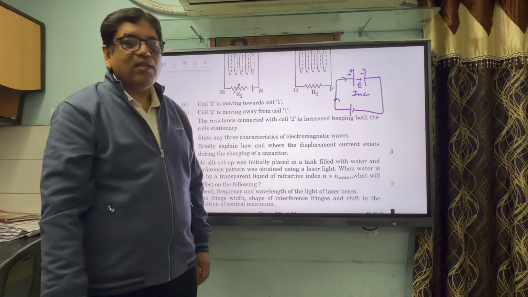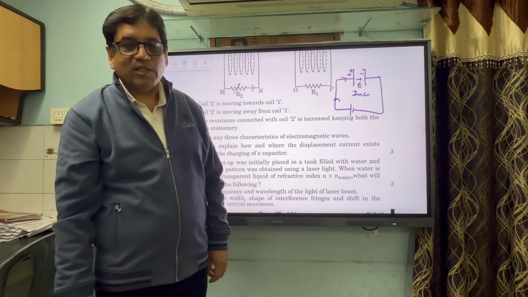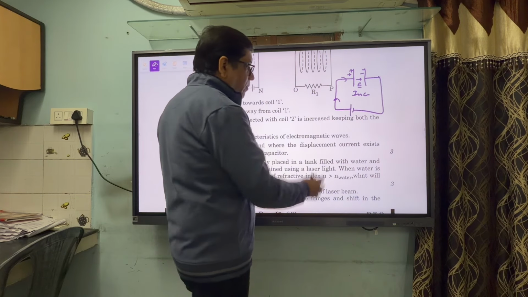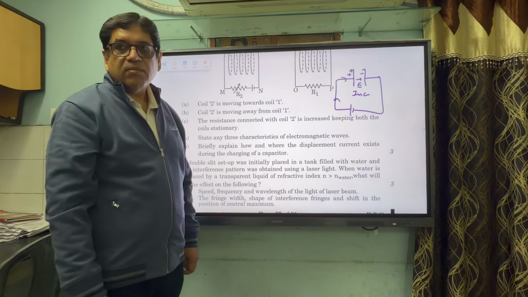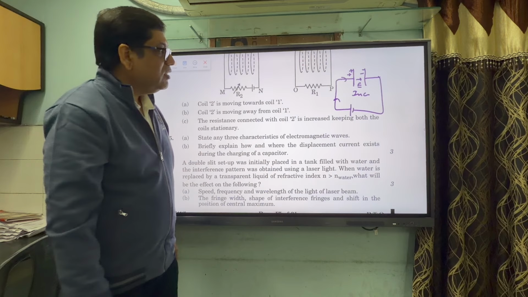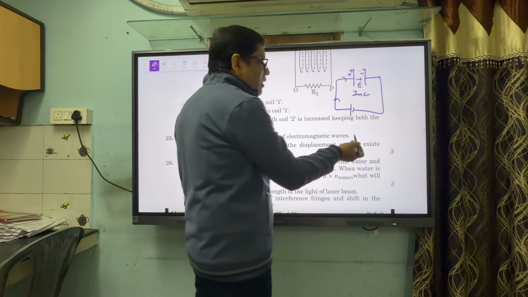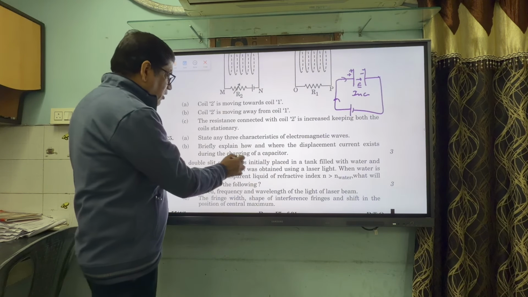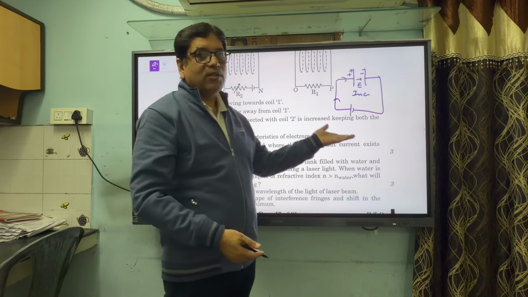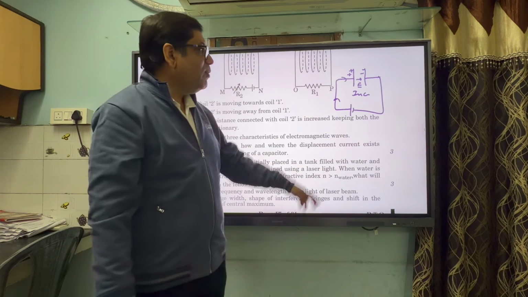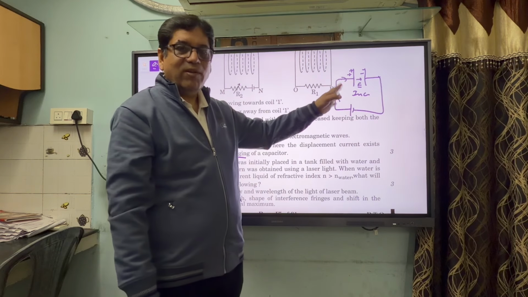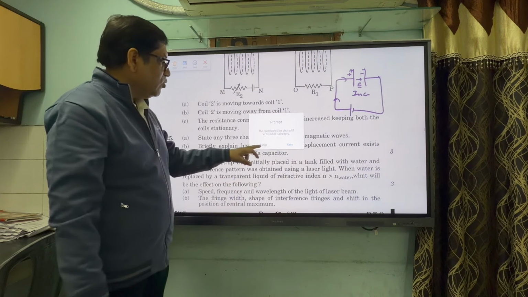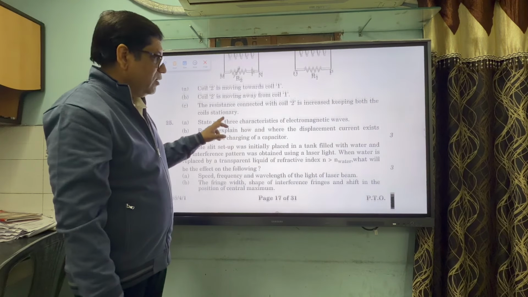Whenever in a region the electric field is increasing or decreasing, there is always displacement current. Okay? So this is how we explain. During charging, the electric field between the plates is increasing, so there will be displacement current. During discharging, the electric field will be decreasing. So there will be displacement current between the plates of the capacitor whenever it is being charged or discharged, because displacement current arises due to variation in electric field.